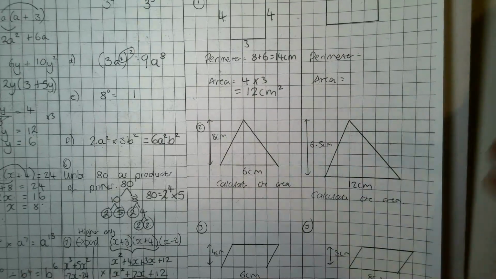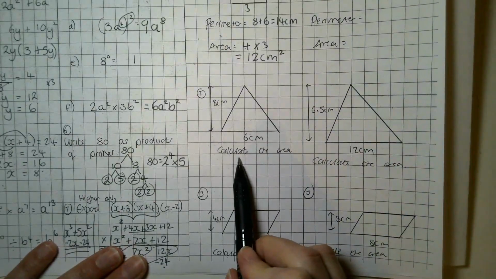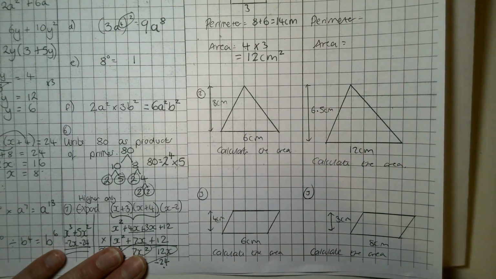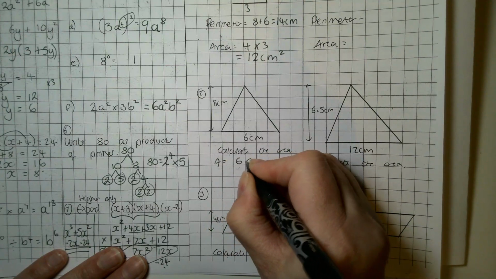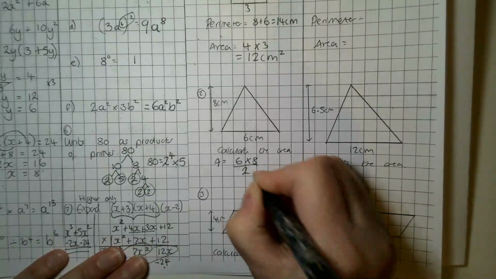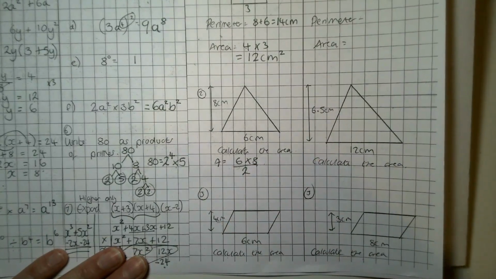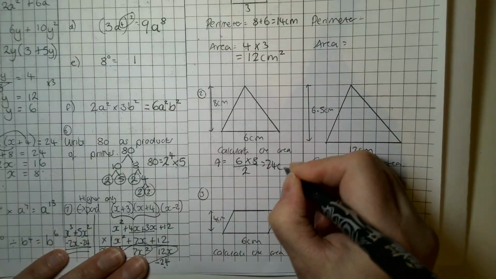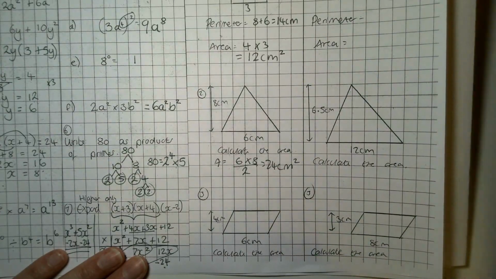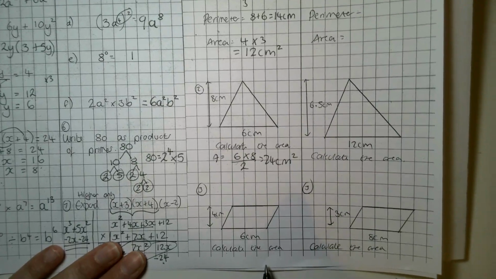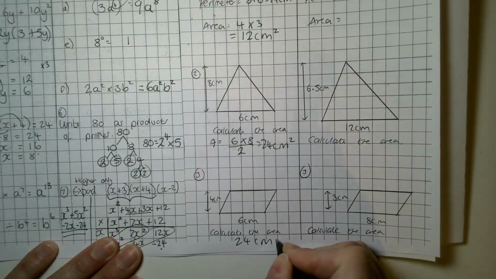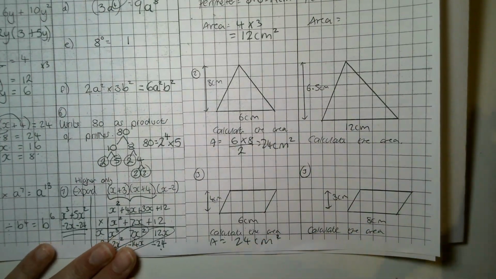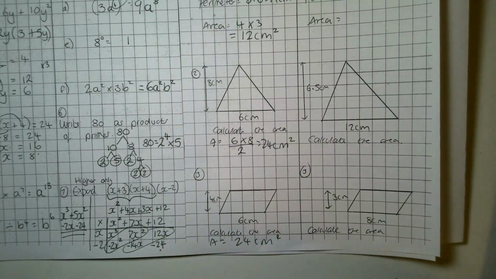Calculate the area of this triangle. Well, you're going to do base times height divided by 2, which you all know the area formula. So base, which is 6, times the height, which is 8. 6 8s are 48. Half of that, you're going to get 24 centimetres squared. And then for our parallelogram at the bottom, base times height for that one. So 24 centimetres squared.